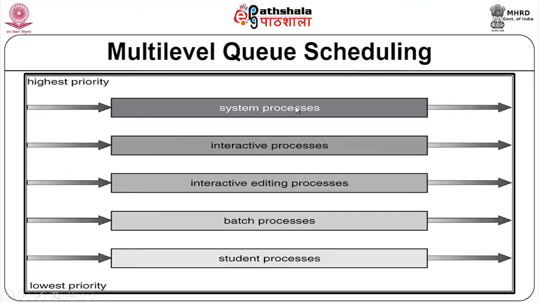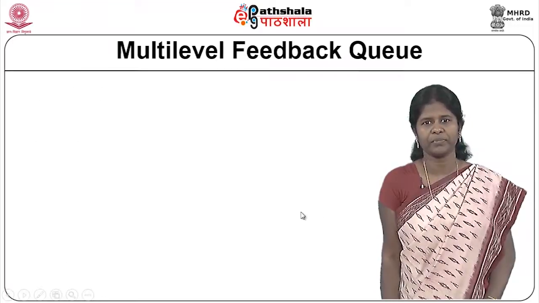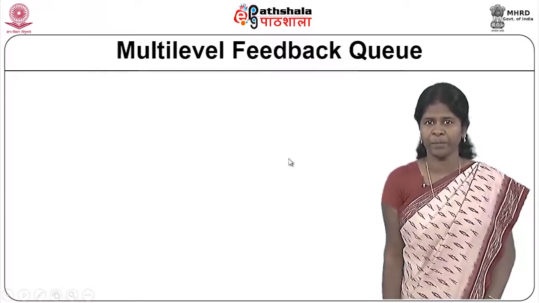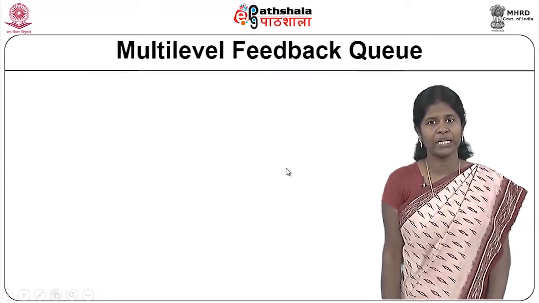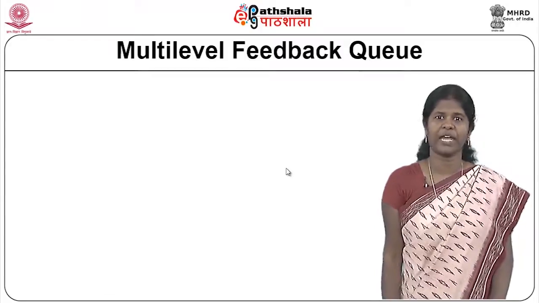So here you see that the highest priority is given to system processes, and then you have interactive processes, interactive editing processes, and so on, and based on the type of the process, they have been put into multiple queues. The highest priority is given to system processes, the lowest priority is given to student processes, and the higher priority processes that are sitting in the topmost queue will be given a different kind of scheduling compared to the processes that are kept in the lowermost queue. And so here we saw multi-level queue scheduling, where you have multiple levels in the ready queue, or multiple queues rather than a single queue.